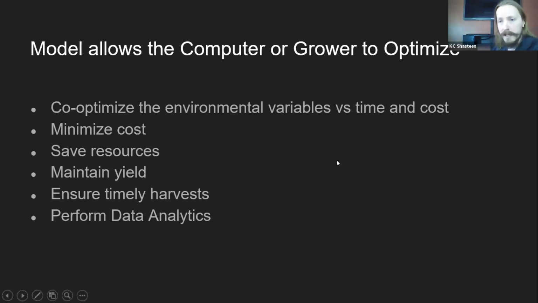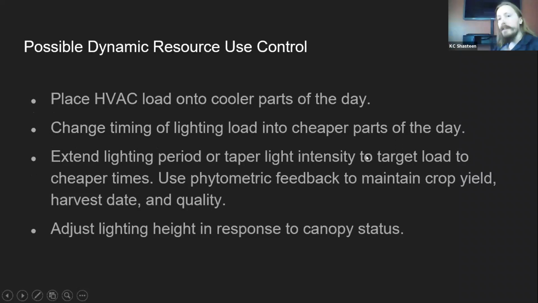And then we can also perform data analytics on what did happen versus what we thought should happen. And when this type of information is fed into a control system, the control system will be able to do things like look at the outside temperature and the weather and decide when to turn the lights on, when the growth should be occurring, and when is most optimal or cheapest to do these effects. And also, hopefully you could see how the system can be used to do things like adjust the canopy height or decide when transplanting should occur.